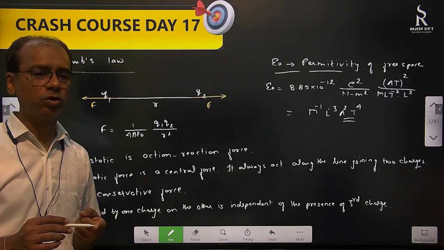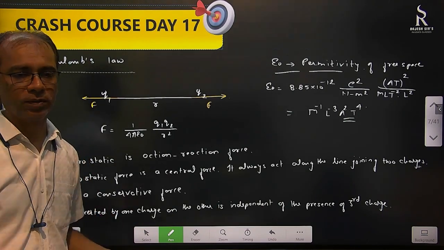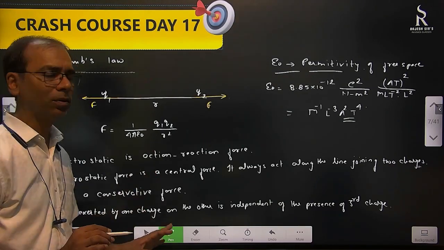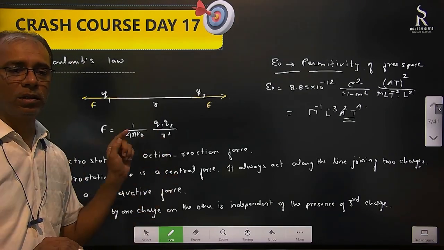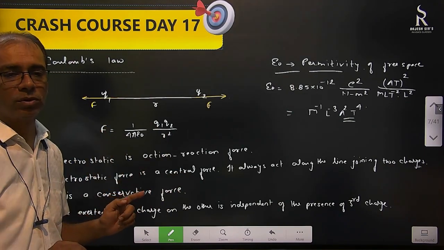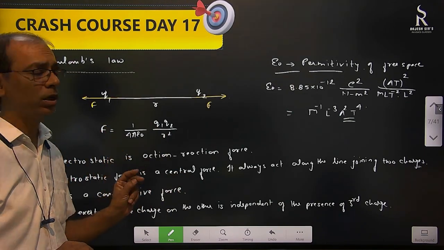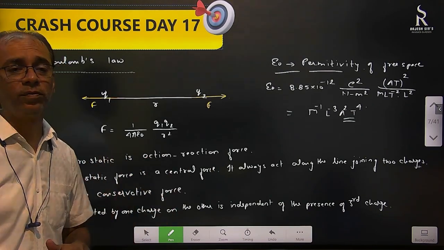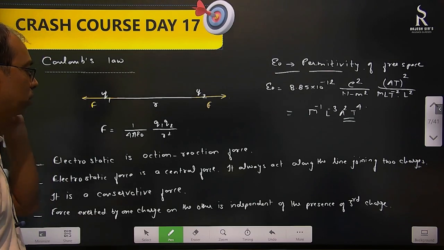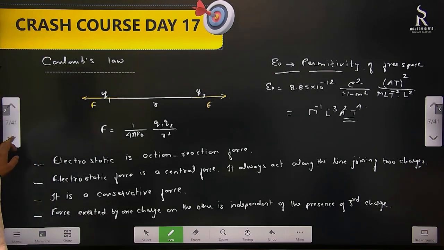So these are the important properties as far as force is concerned. We know that it follows the superposition principle. Force is a vector quantity, so it follows vector laws of addition. Action reaction, it is along the line joining two charges. It's a conservative force, and the force between two charges is independent of the presence of a third charge. Okay, so let's move ahead.